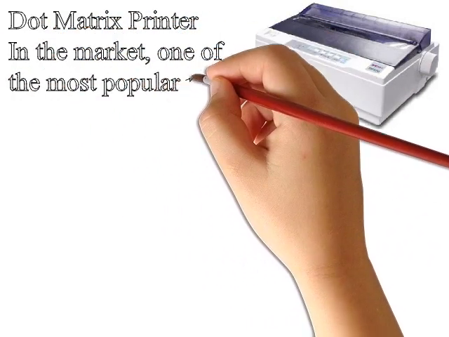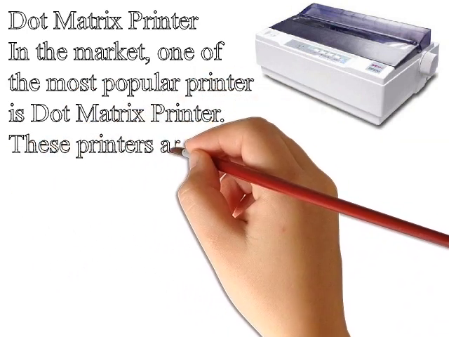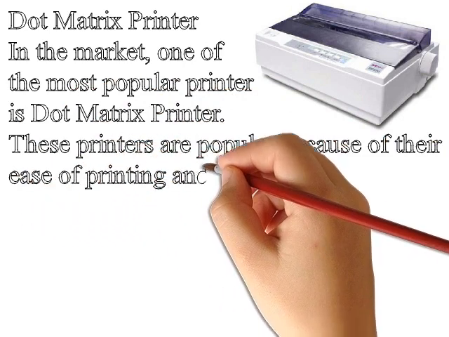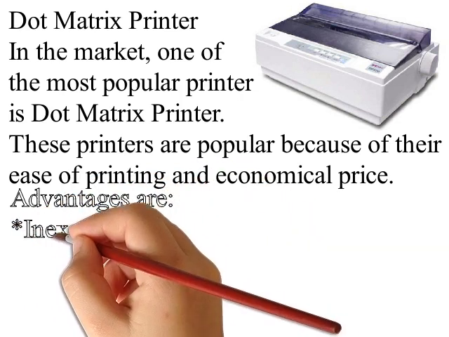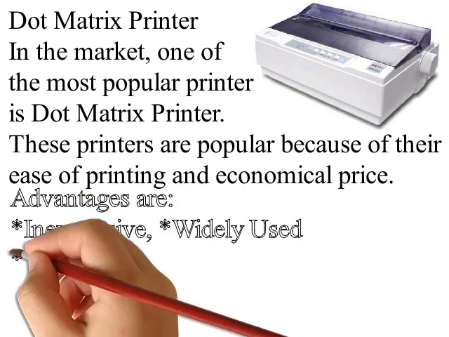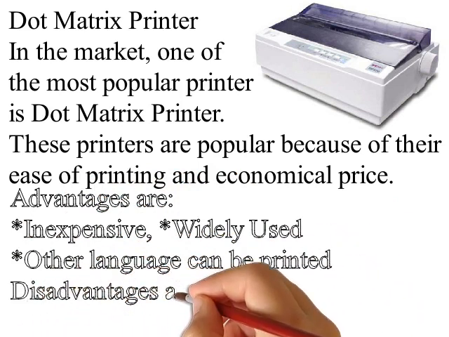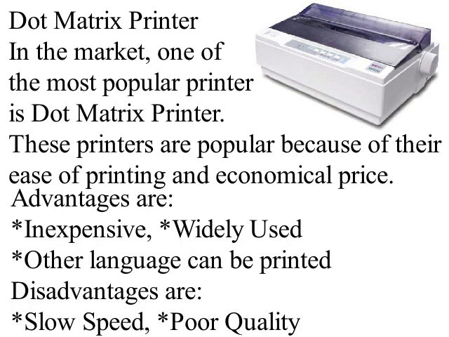In the market, one of the most popular printers is the dot matrix printer. These printers are popular because of their ease of printing and economical price. Some advantages are: inexpensive, widely used, other languages can be printed. Disadvantages are slow speed and poor quality.